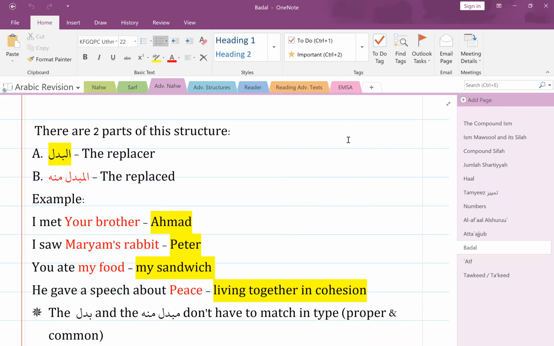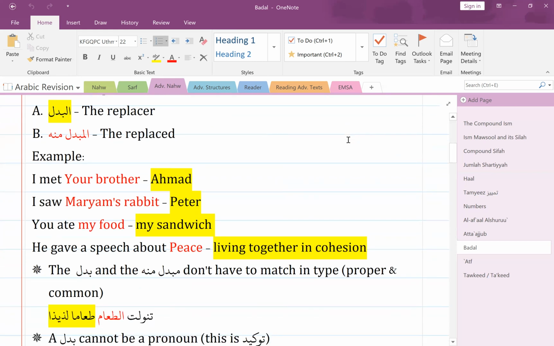The idea is that the badal structure has two parts. There's the badal itself, the replacer, and then the mubdal minhu, the thing being replaced, or the thing being substituted, or the thing being exchanged with. So a badal is the replacer, the substituter, the exchanger, and the mubdal minhu is the thing being substituted.